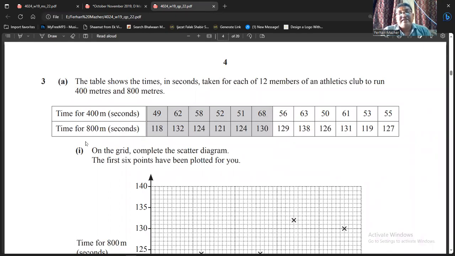The table shows the times in seconds taken for each of the 12 members of an athletics club to run 400 meters and 800 meters. So these are the times for 400 meters. There are 12 members, and same person, how much time he took to run 800 meters.